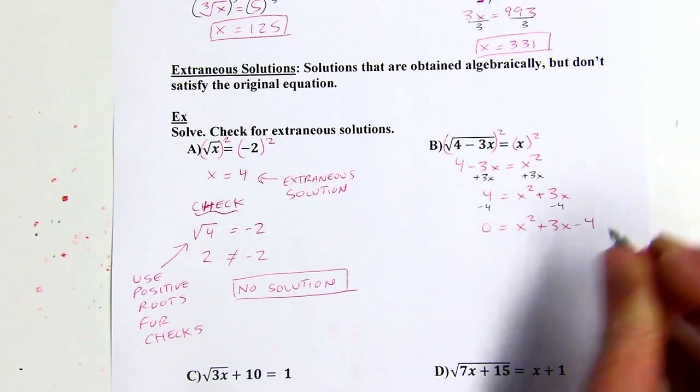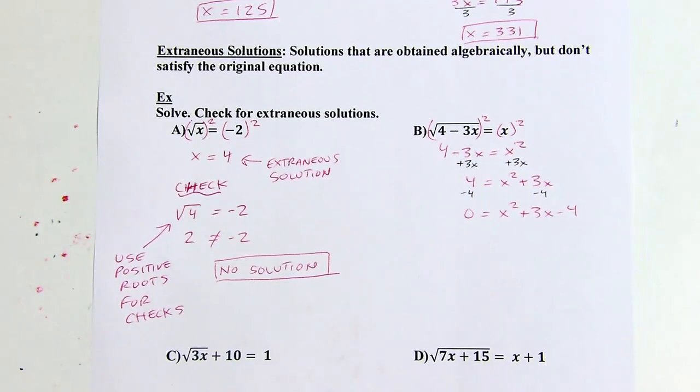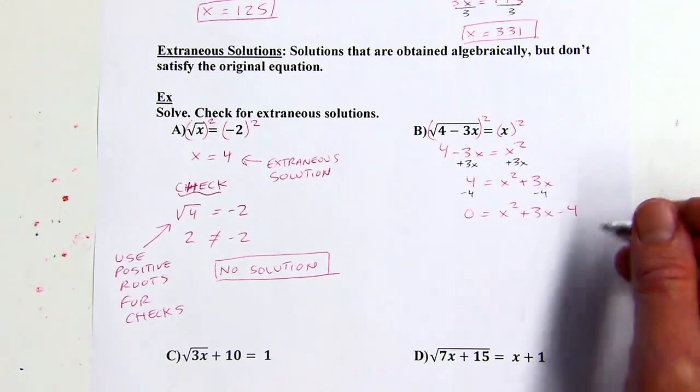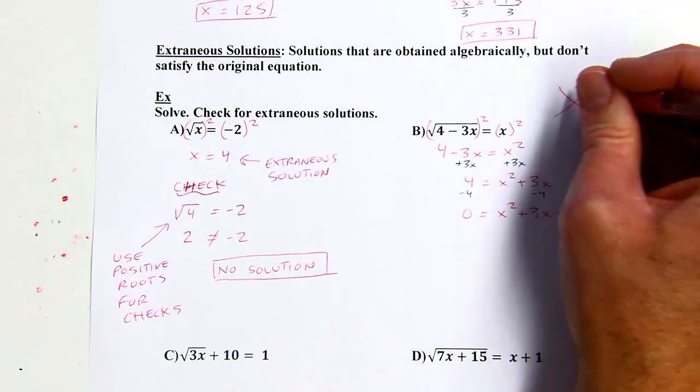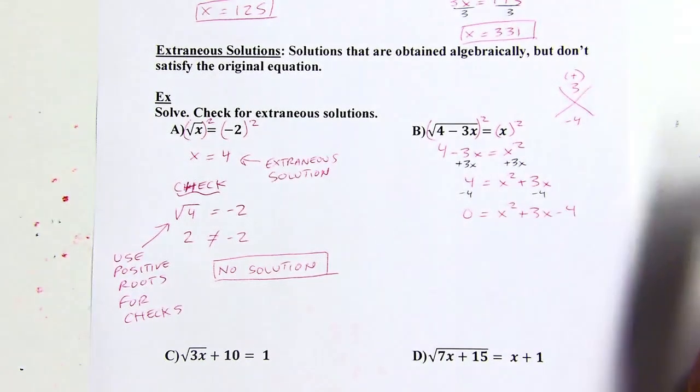And I can't combine any of those terms. They're not like terms, right? But I can still solve this by factoring. You could also use the quadratic formula or complete the square. I'm going to do this with a diamond problem. I'm going to put the 3 on top and the negative 4 on bottom. I'm looking for two numbers that add to 3.